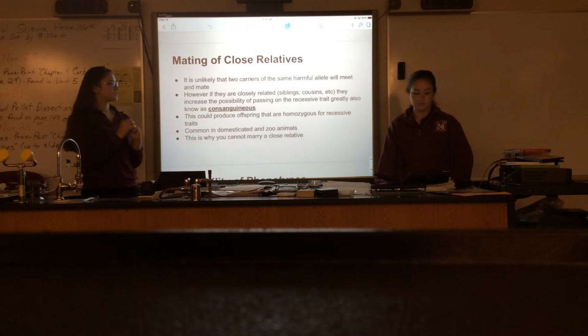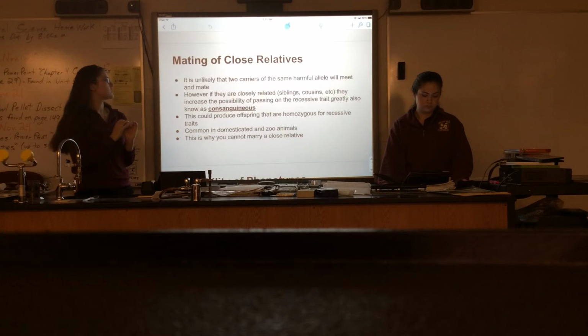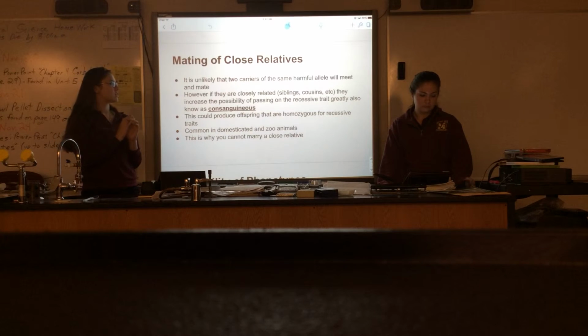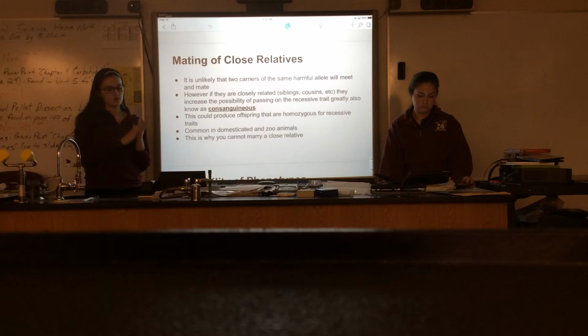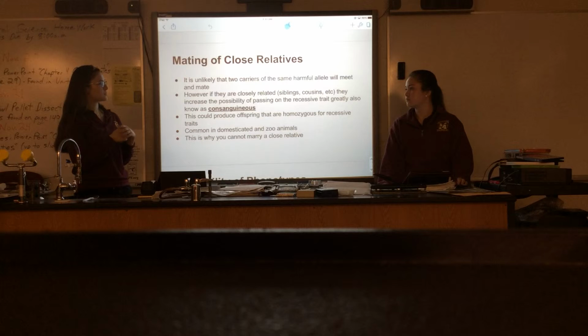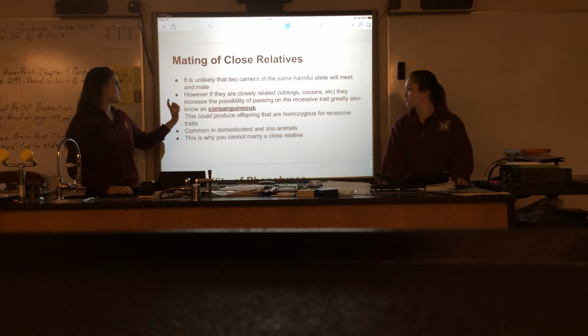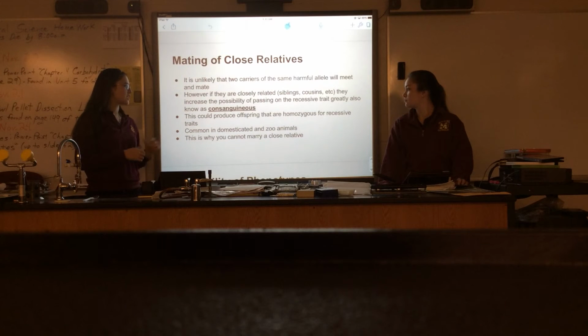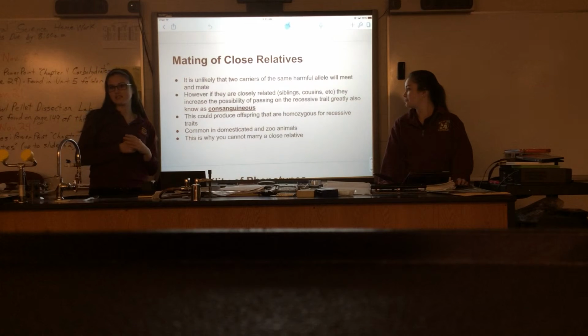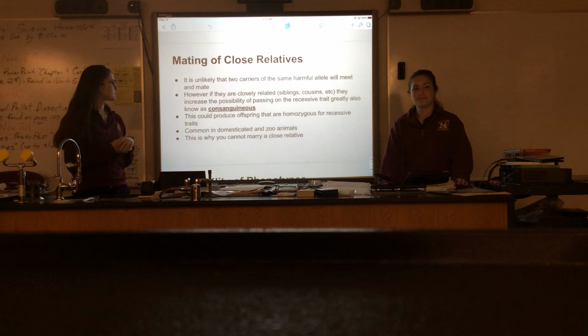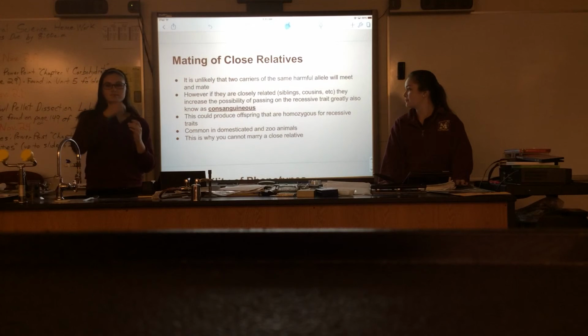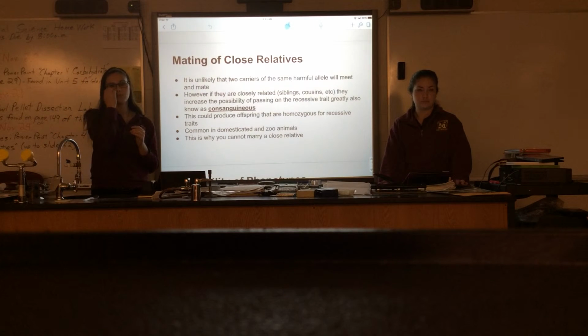Mating of close relatives is the next kind of disorder, and it is unlikely that 2 carriers of the same harmful allele will meet and mate, which is why closely related family members like siblings and cousins have an increased possibility of passing on the recessive trait greatly, and it's known as consanguinity. Yeah, I know I have a hard time pronouncing that.